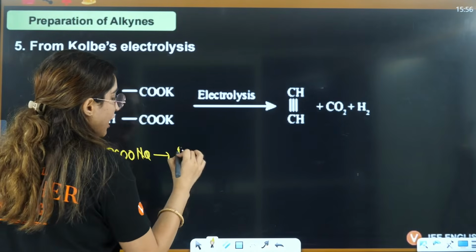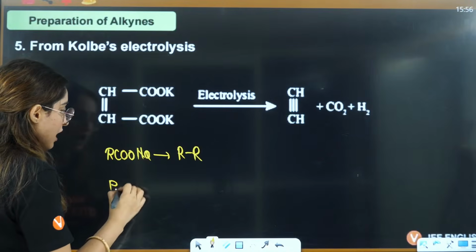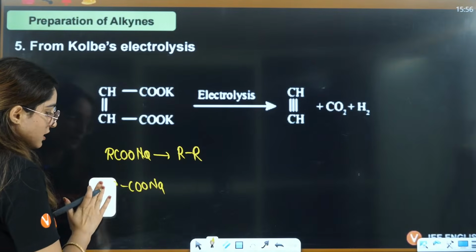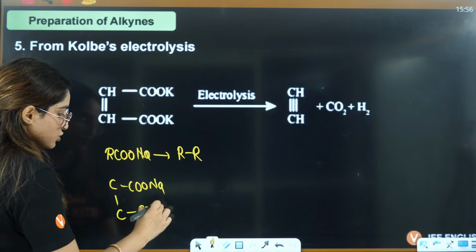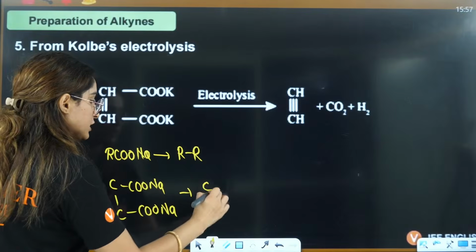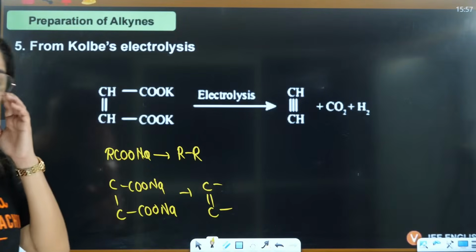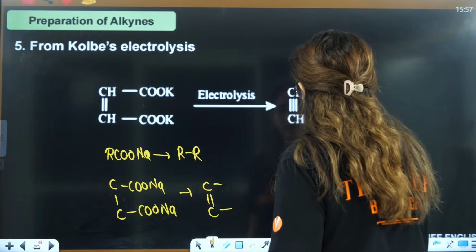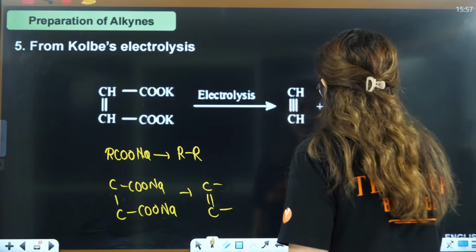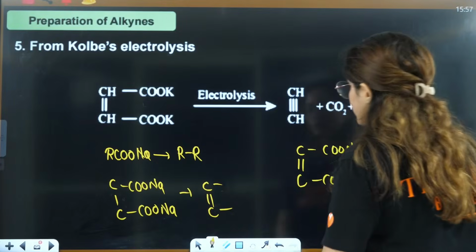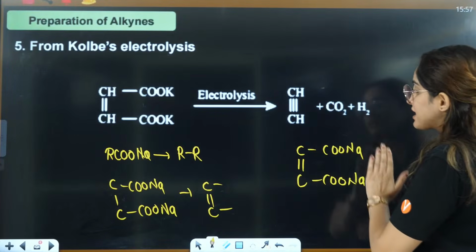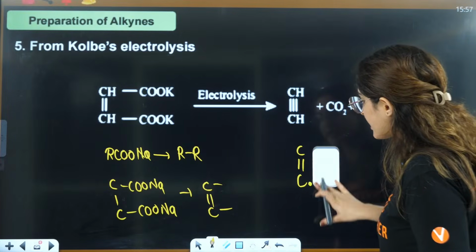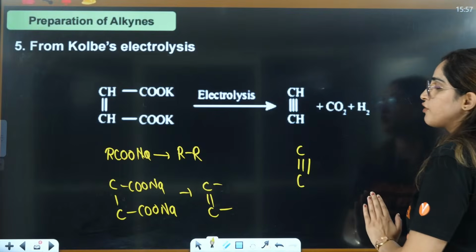RCOONa will give you R-R. Haven't we done that? If here also a carbon is connected, this is also COONa, it will give you C double bond C. So if you already have a double bond, C double bond C with COONa, we know that this reaction takes place via free radical mechanism. So this is free radical, this is free radical, that will be joined and you will have the formation of alkynes.